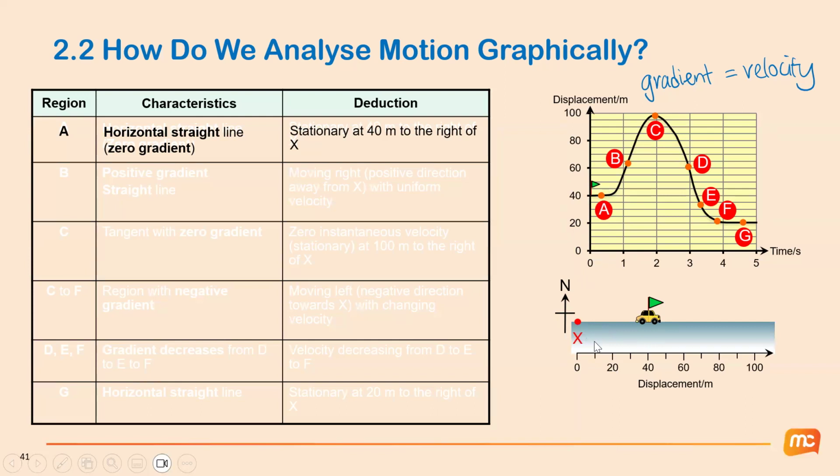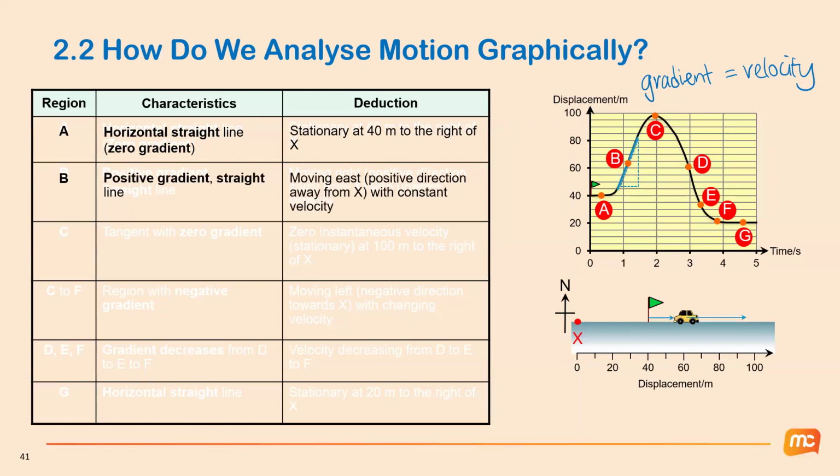Next, I'm going to move on to B. This point B is on a straight line. There is a gradient now, and this gradient is a constant gradient. It's the same gradient because it's a straight line. So if I have a constant gradient, it means that I am having a constant velocity. The car is moving with a constant velocity. So I'm moving at this stage and have a constant velocity. The next point at C, the gradient at this part is actually 0 again.